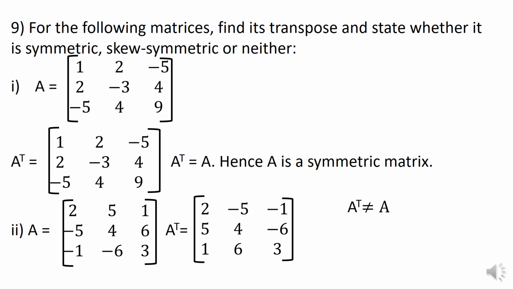Now, is AT equal to minus A? Minus A is obtained by changing the sign of all the elements of A. When we change the signs of all the elements of A, we still don't get AT. So, we can write AT is not equal to minus A. That means A is not a skew symmetric matrix either. That means we can write that A is neither a symmetric matrix nor a skew symmetric matrix.